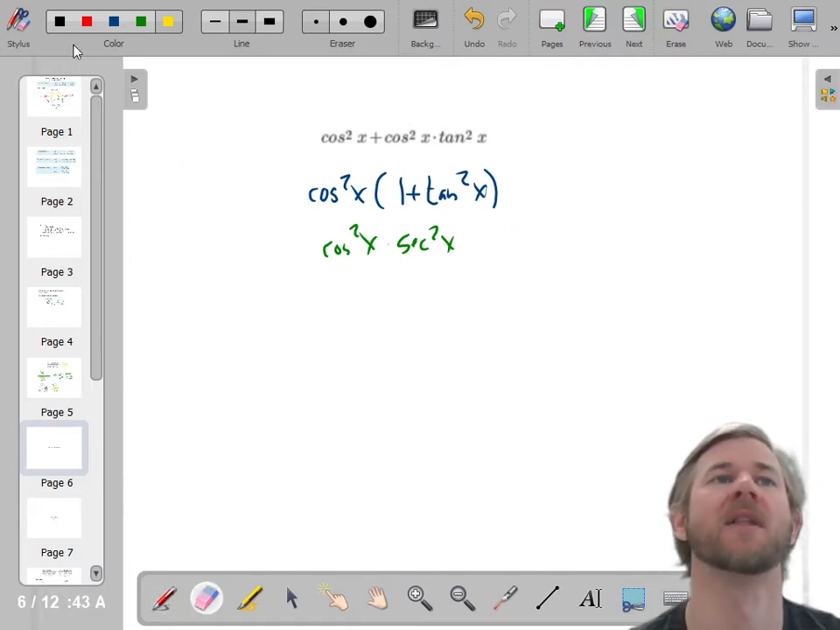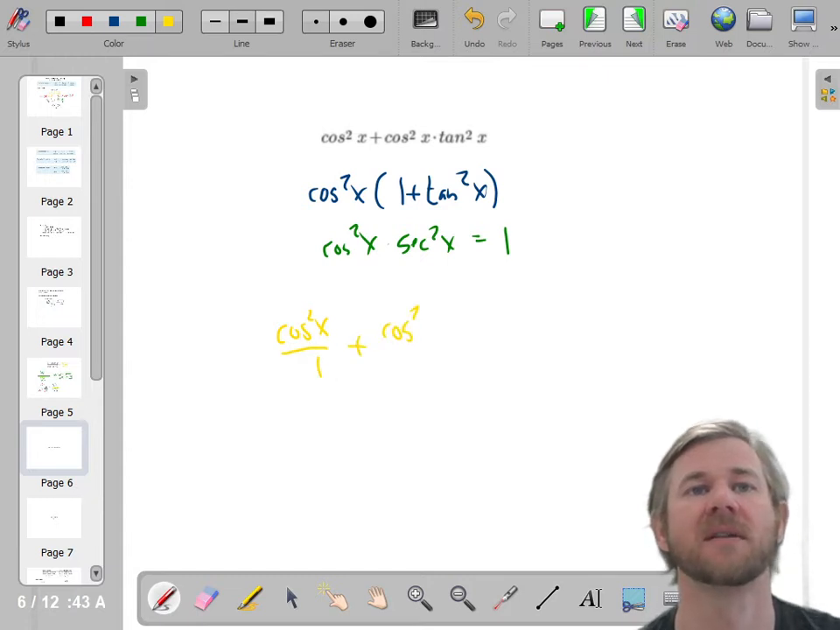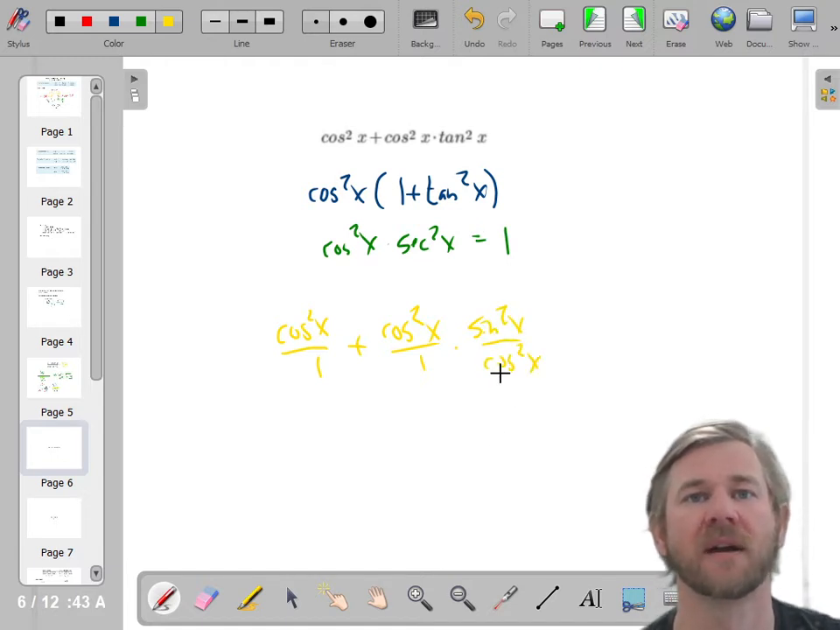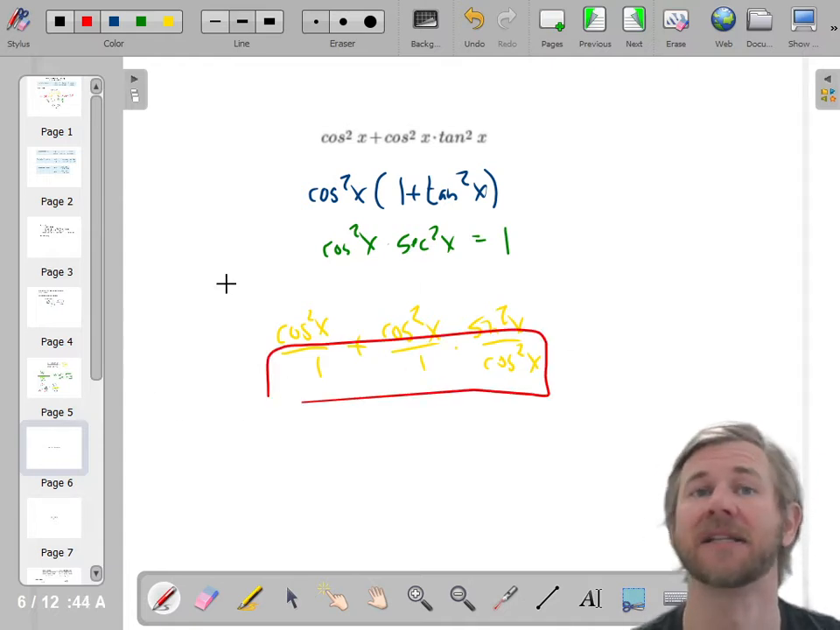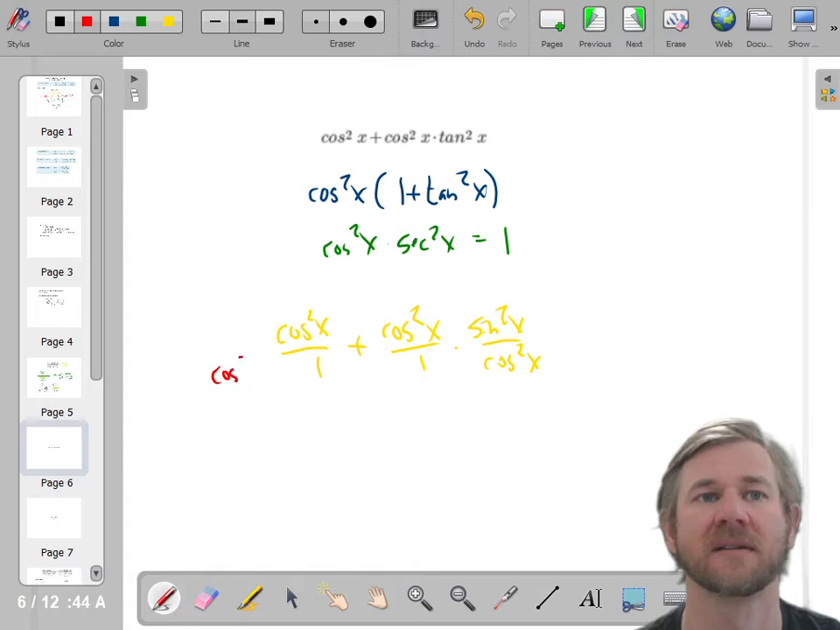Let me try maybe do it another way and see if that makes it easier for you to see. We'll do cosine squared x over 1 plus cosine squared x over 1 times sine squared x over cosine squared x. All right, so how would I go about maybe doing it this way? First, I would need to get a common denominator. So this guy's denominator is cosine squared. This guy's denominator is cosine squared.